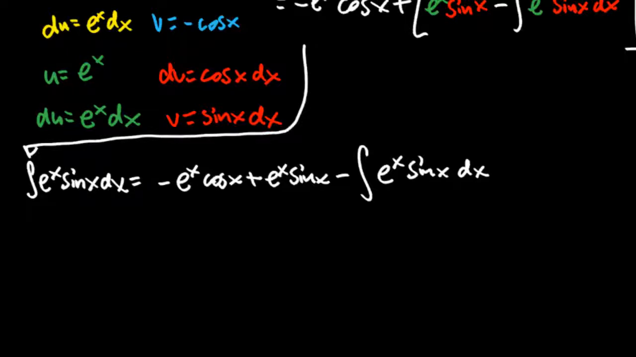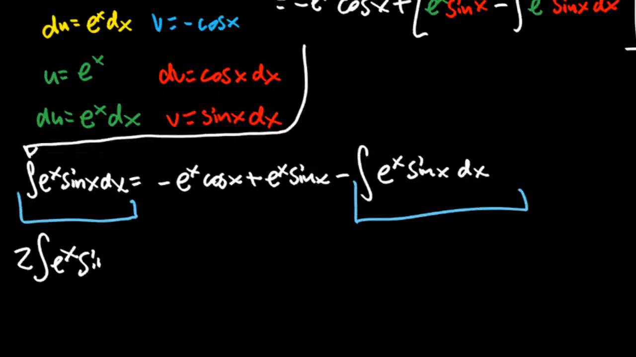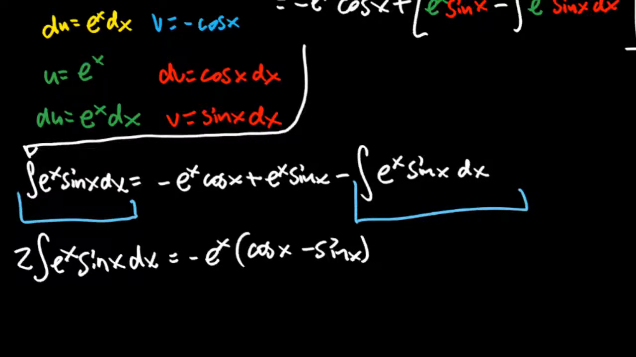Okay, so what nice thing happens here actually is, let's look at this and this. They're the exact same thing. I'm going to add one of them to the other side, so we get 2 times the integral of e to the x times sine of x dx equals, and I'm going to factor out e to the x here, or negative e to the x, why not? Cosine of x minus sine of x. I'm going to add a plus c because indefinite integral.